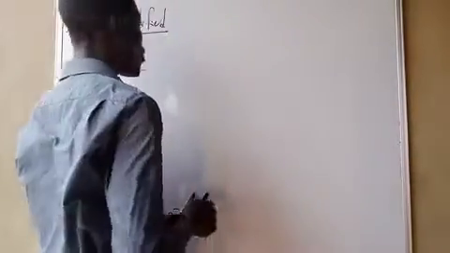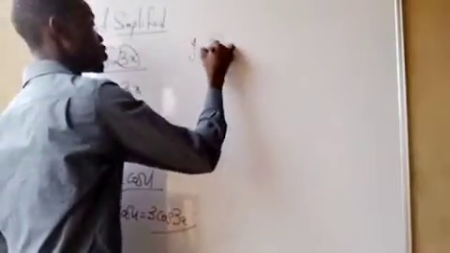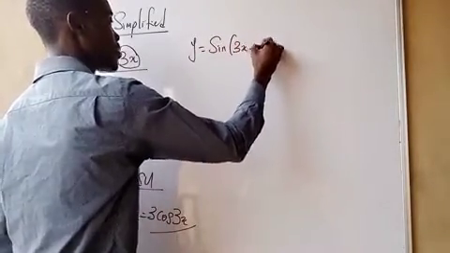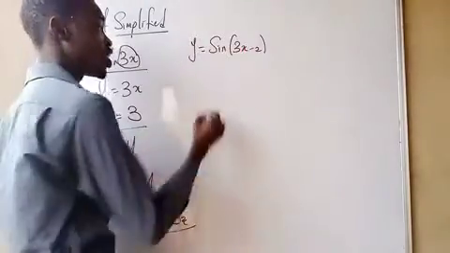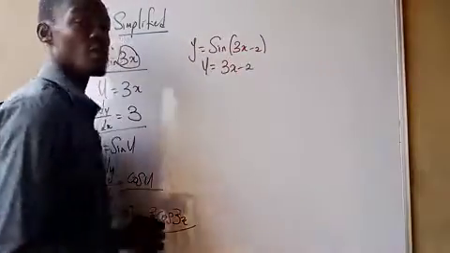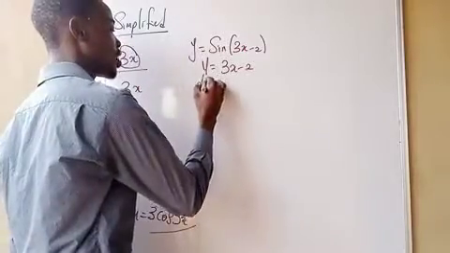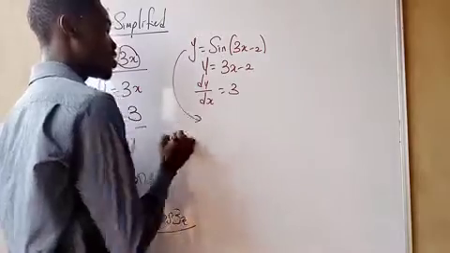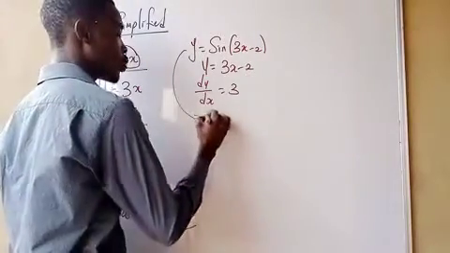Now let's solve one more question, then I will teach you the shortcut. We have sine of 3x minus 2. So how can you differentiate this? U will be the function in front of the trigonometric function, and you differentiate it. du dx will give us 3. After getting your first function, go back to the question.